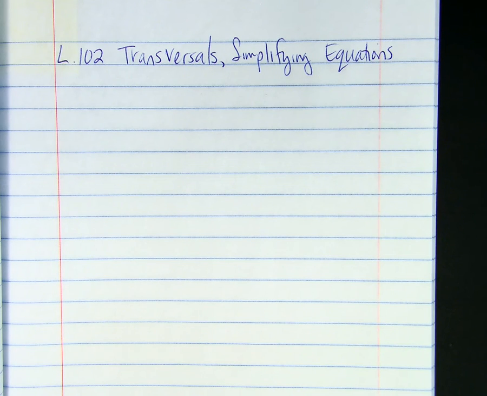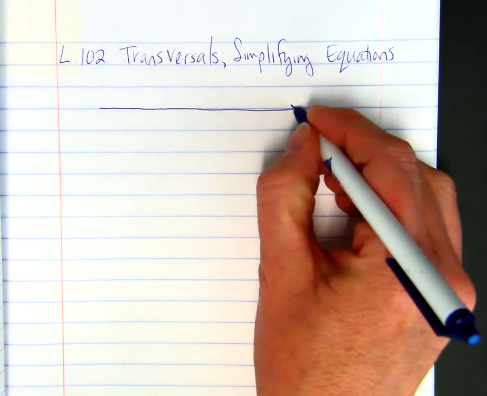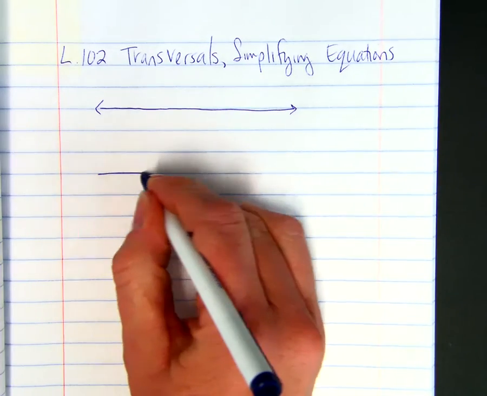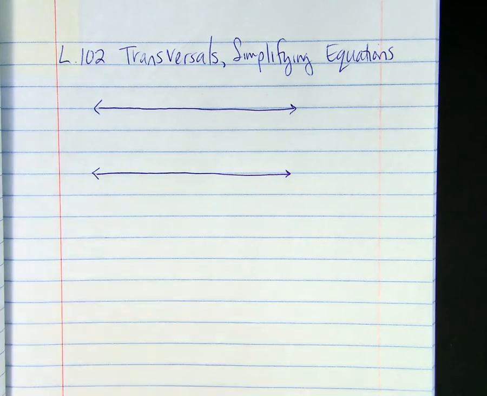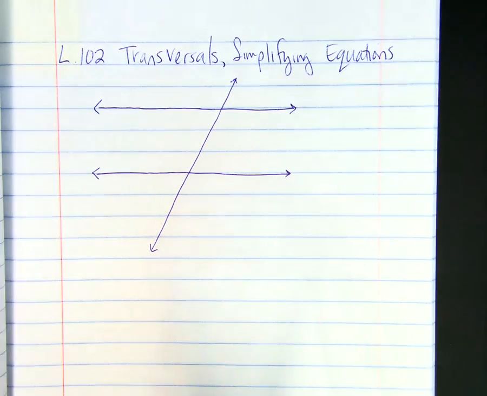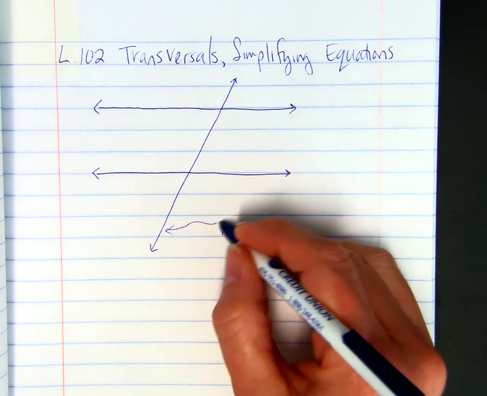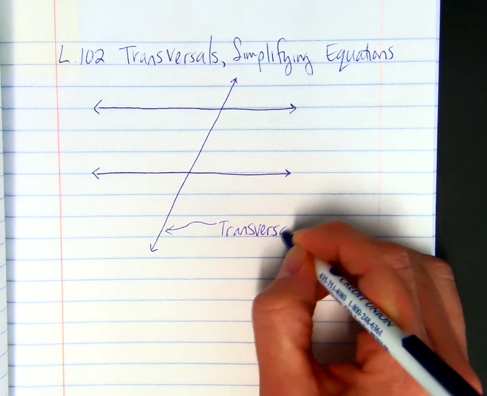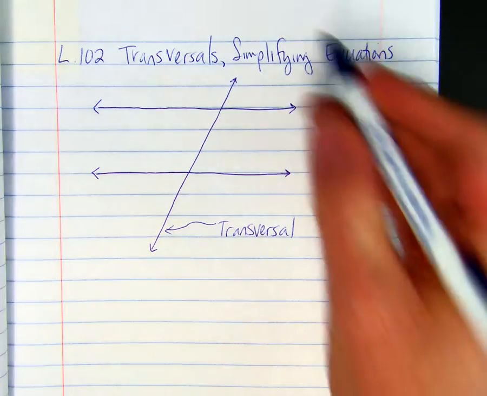When you have two lines, now we're going to stick with parallel lines, but a transversal can cut any kind of lines. If you have a line that goes through two other lines, that particular line is called a transversal. Now we want to look at whether the two lines that the transversal cuts are parallel. That's what we want to pay attention to.